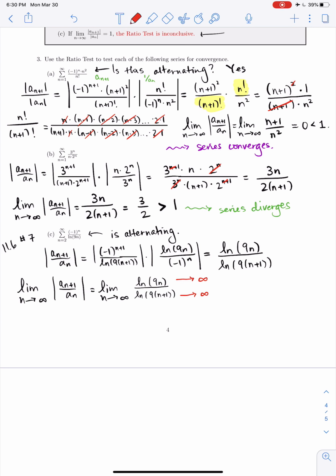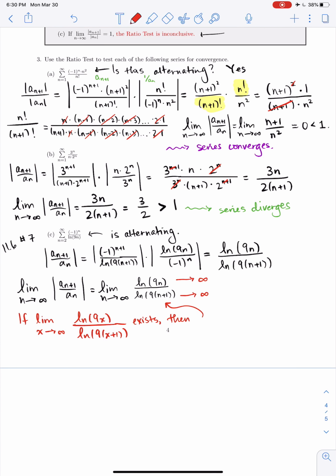Now, it's true that the values for n that we're looking at are what are called discrete. We're not plugging in all real numbers continuously. We're plugging in 1, 2, 3, 4, and 5. But let me say this: if the limit as x goes to infinity of natural log of 9x over natural log of 9 times x plus 1 exists, then this simpler limit exists and equals the same. Okay, so let's go ahead and compute this guy.